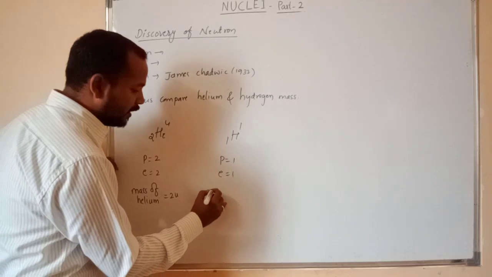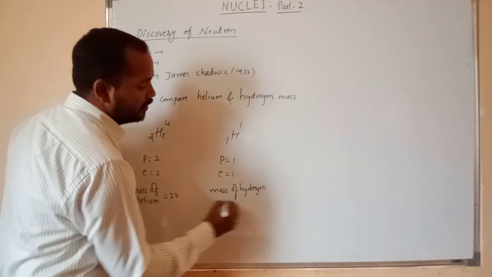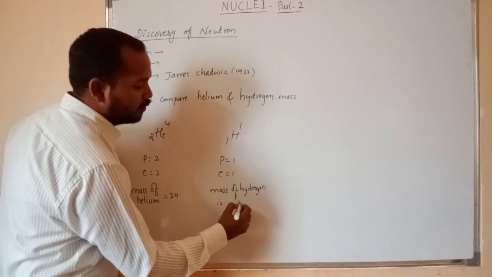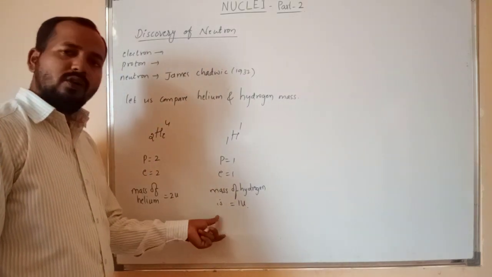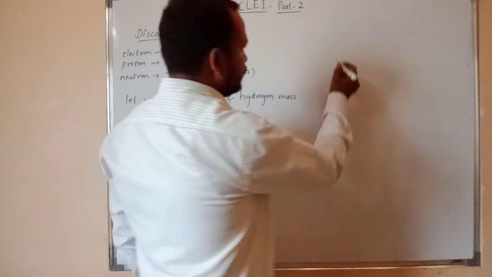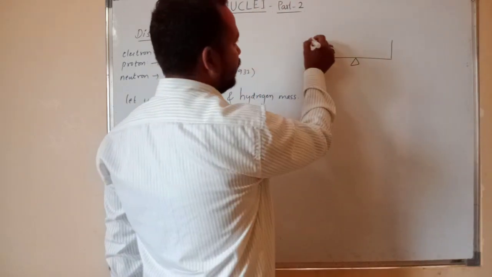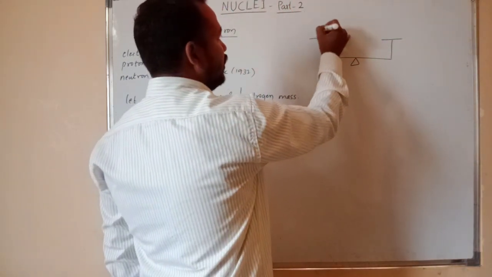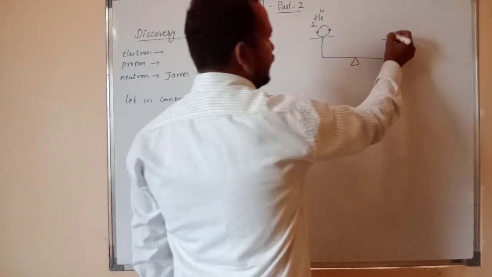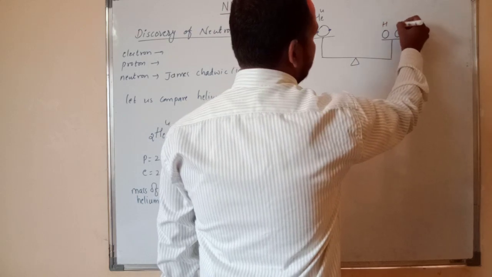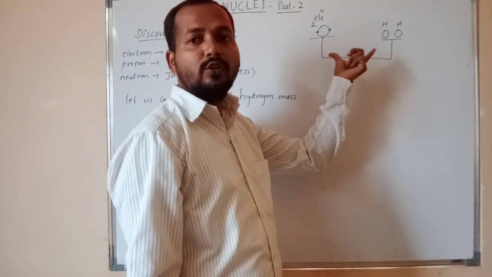Then for hydrogen, the mass of hydrogen is how much? Only 1 proton is there, that is 1 unit. Correct? That means helium has 2 units of mass, hydrogen has 1 unit of mass. Now on a balancing sheet, I'll keep 1 helium here and 2 hydrogen atoms here. Then it must match, no? It should be balanced. But it is not going to be balanced.